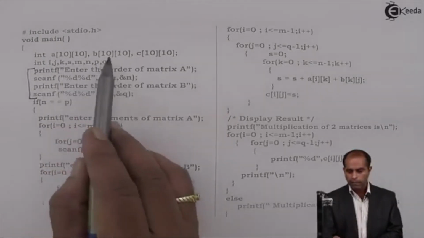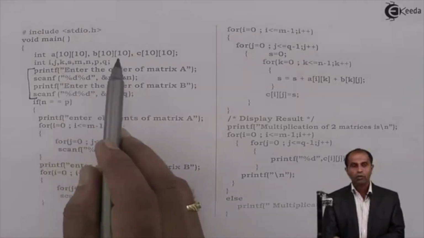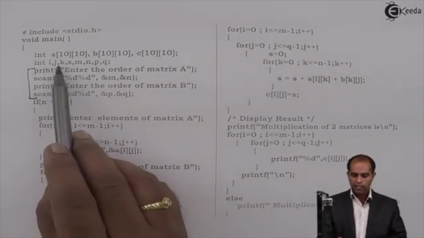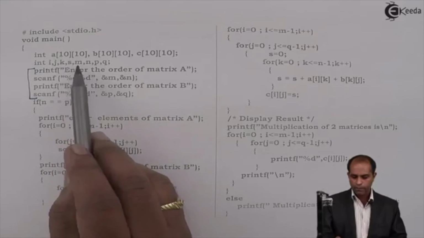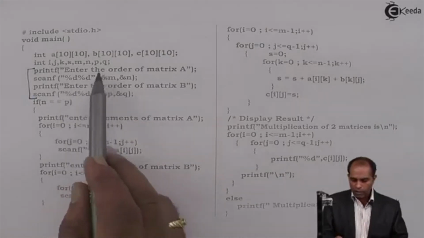I have declared A, B, and C as two dimensional arrays, 3 in quantity, where 2 arrays are for input and 1 array is for output. I, J, K are the loop variables. S is the intermediate sum variable. M, N and P, Q are the orders of the matrices. Right?